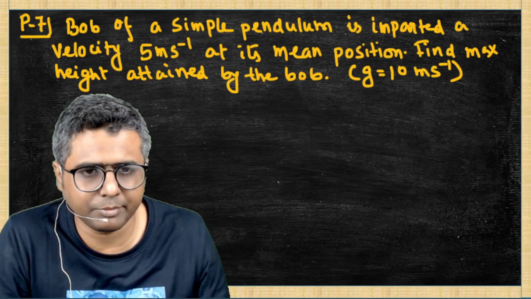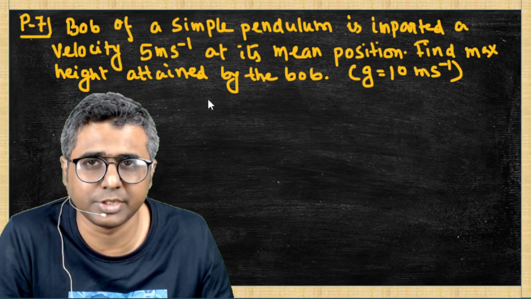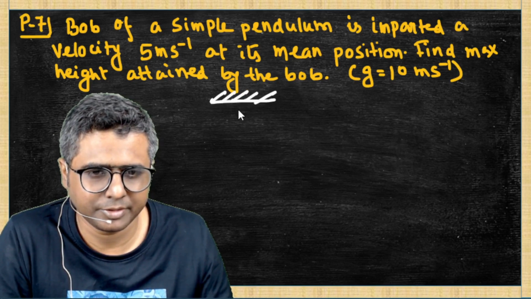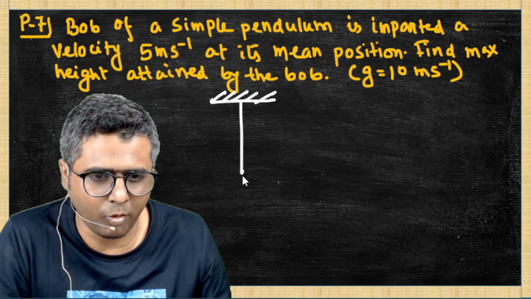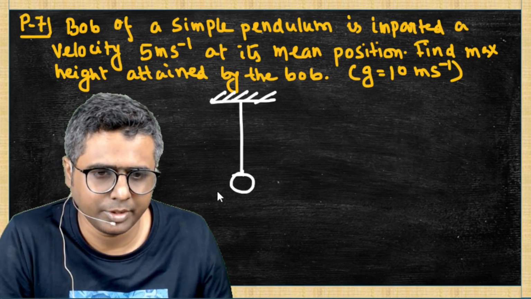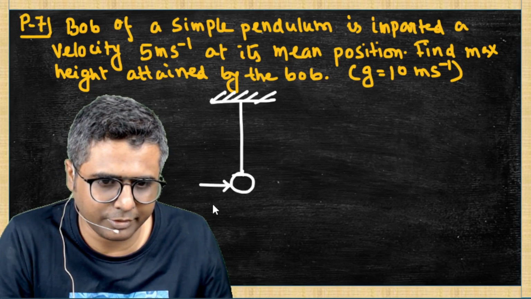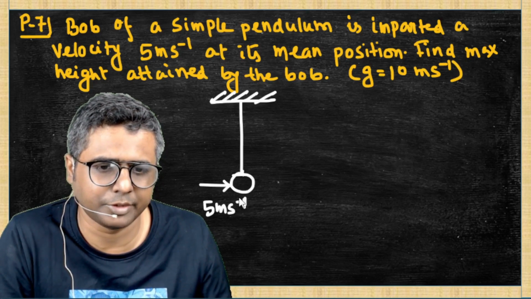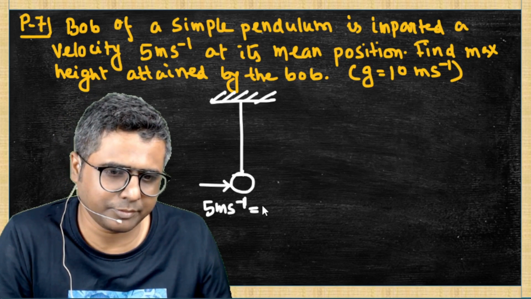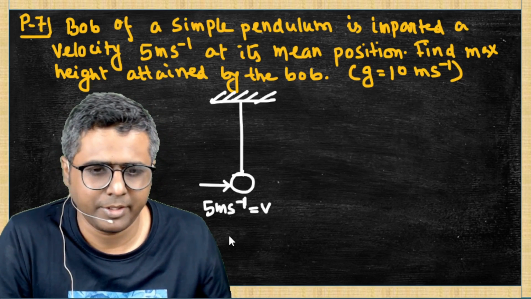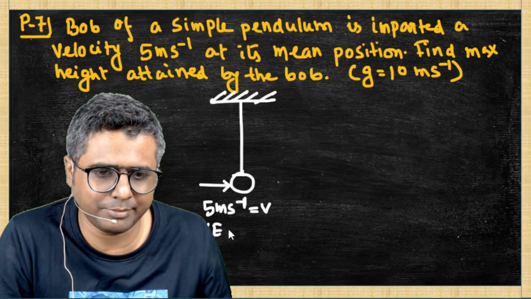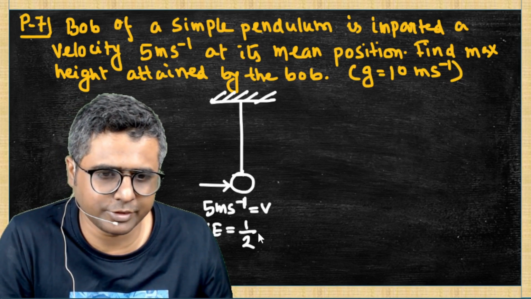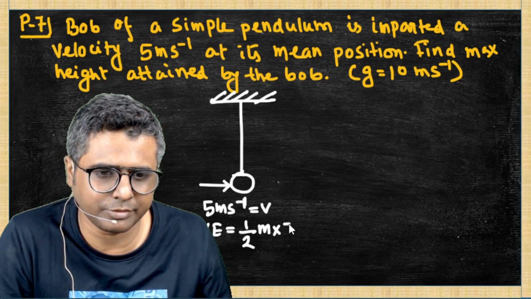So this is our next problem. It is a problem on simple pendulum, so it should be very simple, right? A simple pendulum is there, wherein we will always have a bob. Here you are imparting a velocity of 5 meter per second. This is the mean position. At mean position the velocity is maximum, right? So the kinetic energy is maximum at mean position. So kinetic energy over here will be half into m into v square, that is 5 square.